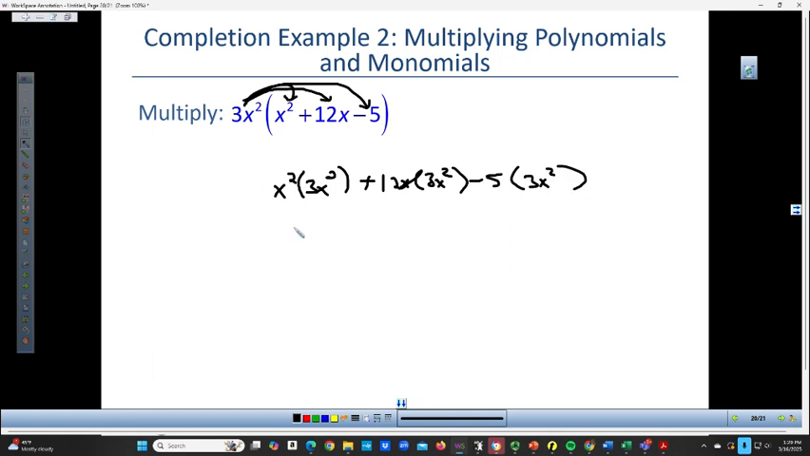So 1 times 3 is 3. X squared times x squared, I'll just keep my base, add my exponents, plus 12 times 3 is going to give us 36. X times x squared is going to be x to the third. And then negative 5 times 3 is negative 15x squared. And again, you notice our degrees are in descending order from biggest to smallest.